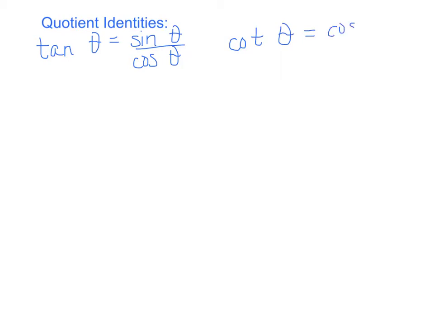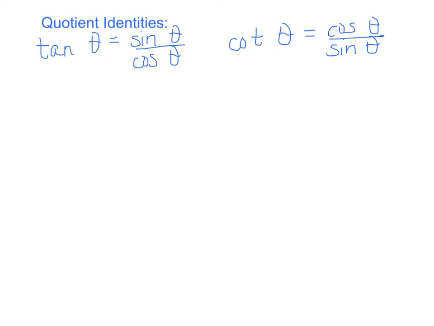Quotient identities are next. Quotient meaning division. And we have tangent of theta is the same thing as sine of theta over cosine theta. And remember, theta is just the angle. It could be in radians or degrees. And just like its reciprocal, cotangent of theta will be the reciprocal of the ratio we just formed, which would be cosine theta over sine theta.